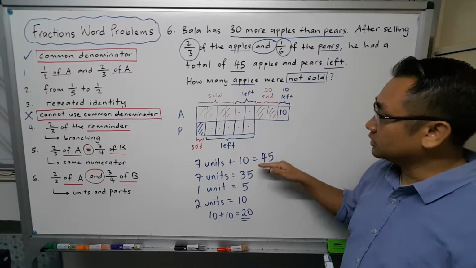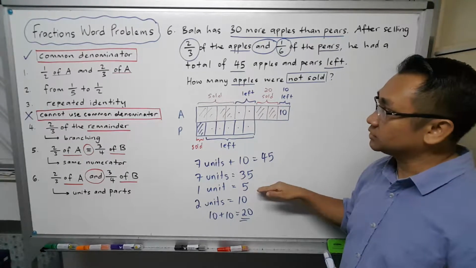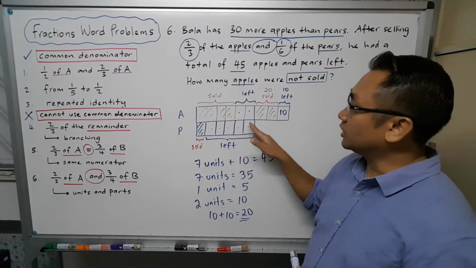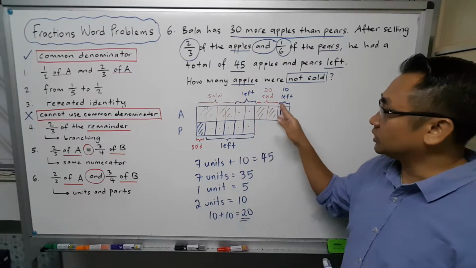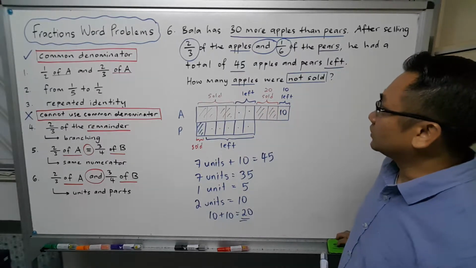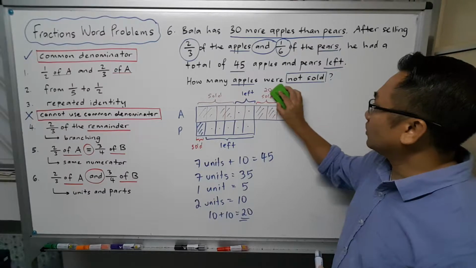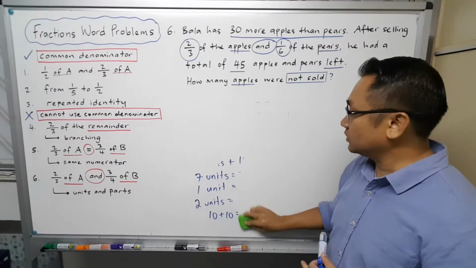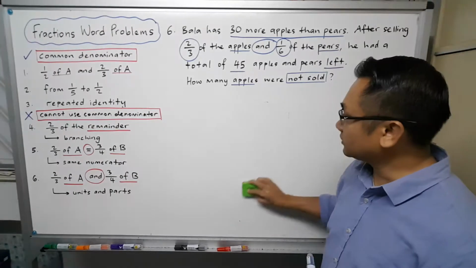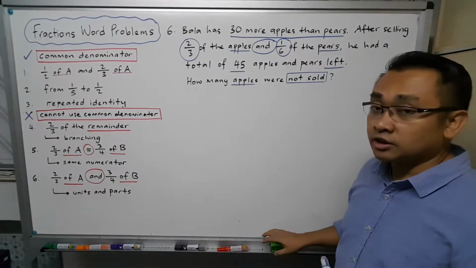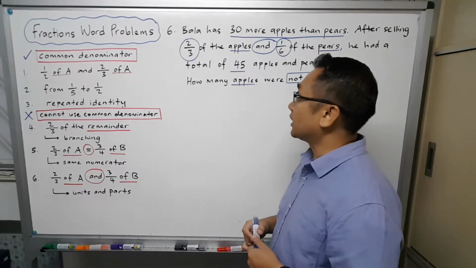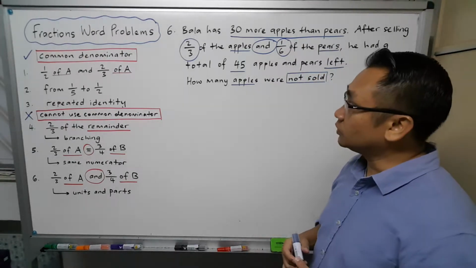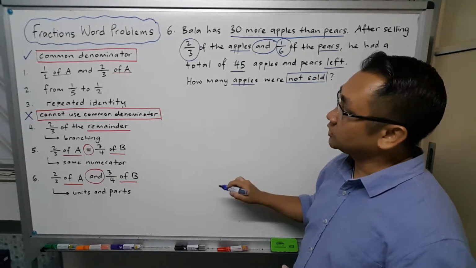Now for this question, the model drawing is not that difficult because it's easy to make them into equal parts and to take 2/3 of 30. In some other questions, it might not be that easy. So if you learn the units and parts method, it's actually a more general method which you can apply. So how do we use the units and parts method for this type of question?